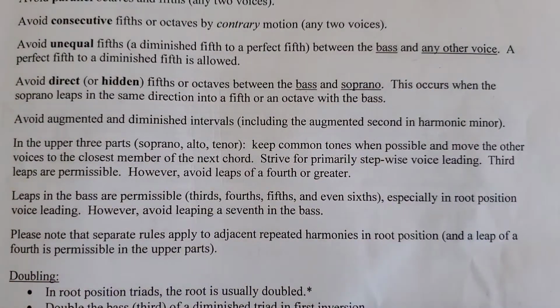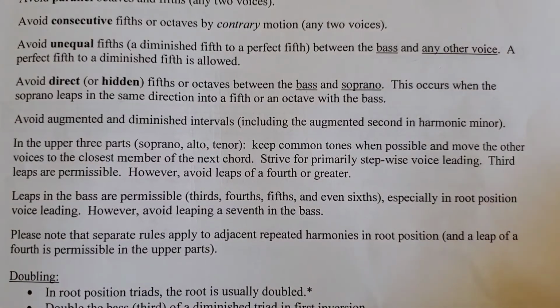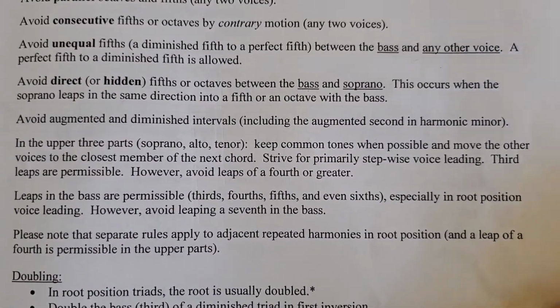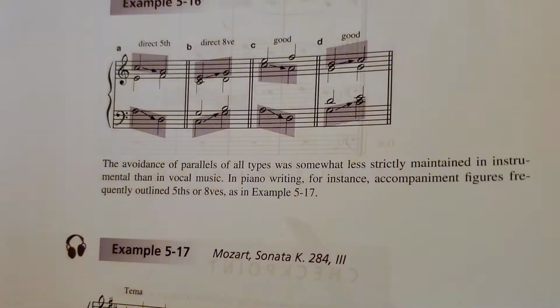And it occurs when the soprano leaps in the same direction into a fifth or into an octave with the bass. So there's really multiple things that have to happen for this error to occur. It has to occur between the bass and the soprano. There has to be a leap in the soprano. They have to move in the same direction, and at some other interval moving into a fifth or an octave. It's called a direct or hidden fifth or octave. Let's take a look at a couple examples from the textbook.